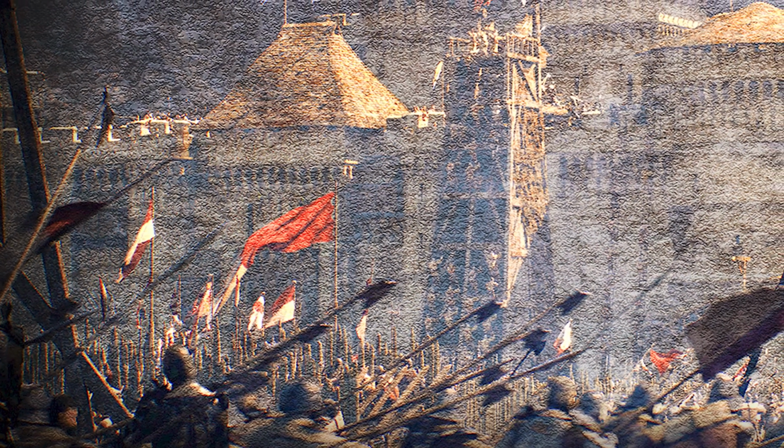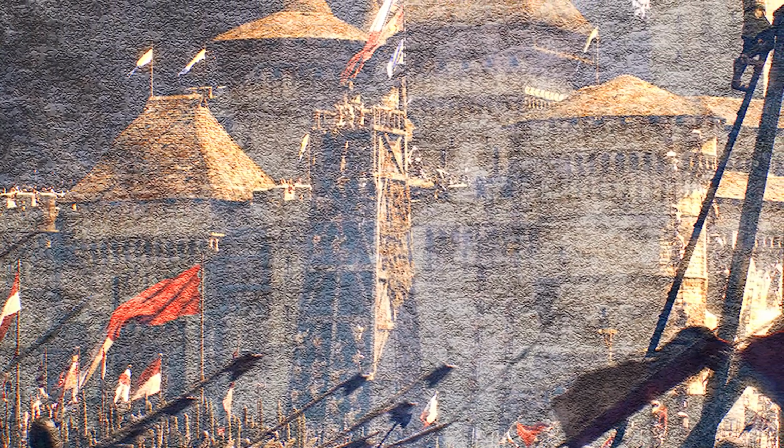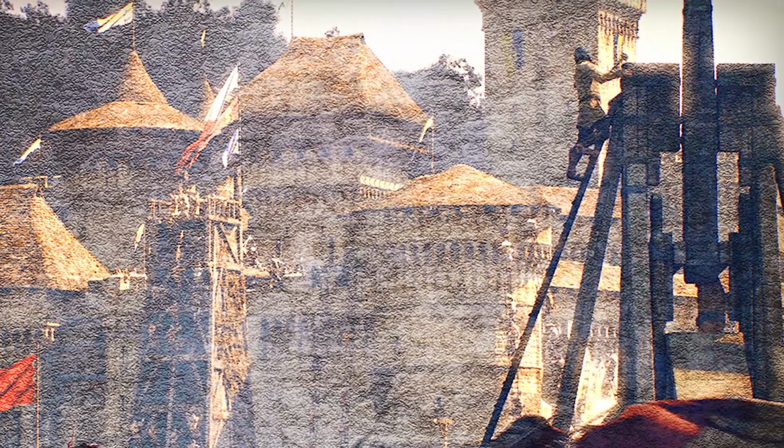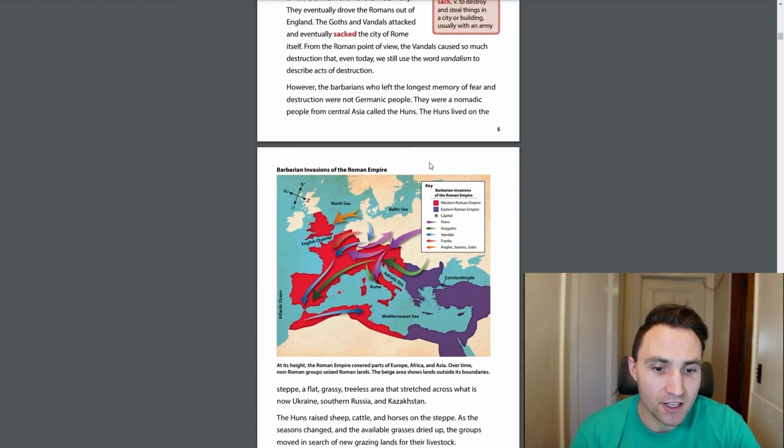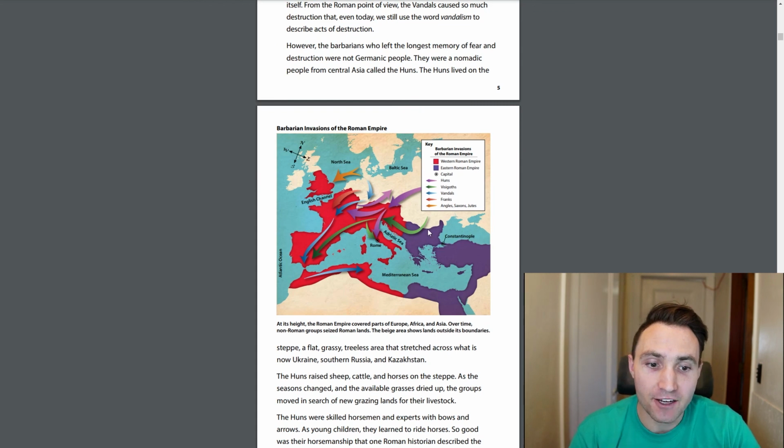However, the barbarians who left the longest memory of fear and destruction were not the Germanic people. They were a nomadic people from Central Asia called the Huns. The Huns lived on the steppe, a flat, grassy, treeless area that stretched across what is now Ukraine, southern Russia, and Kazakhstan. So let's look at this picture really quick.